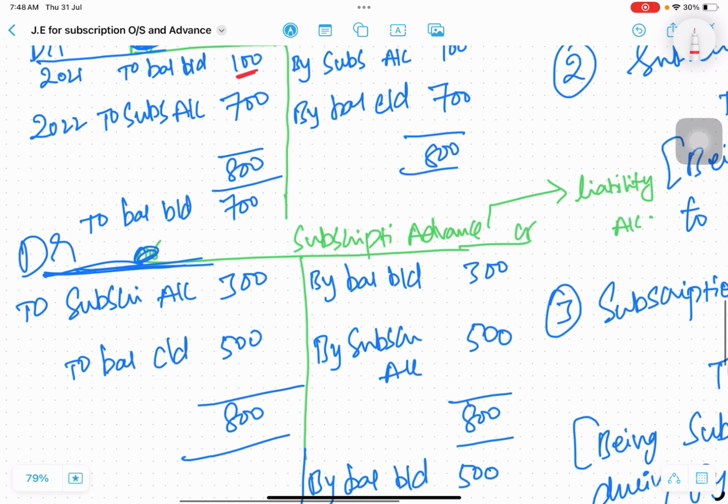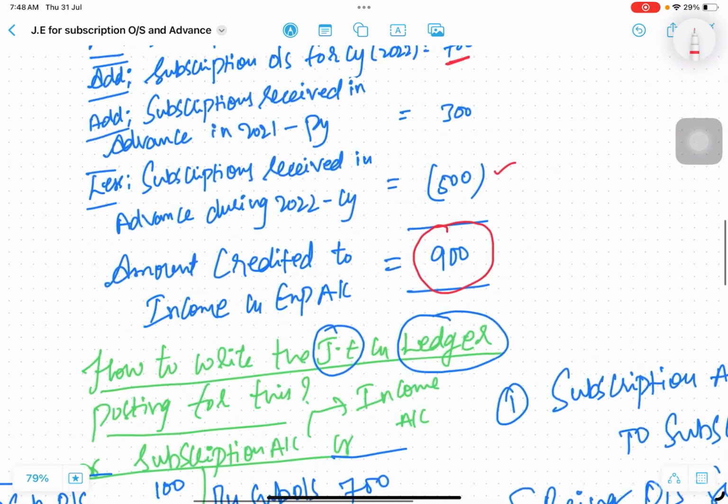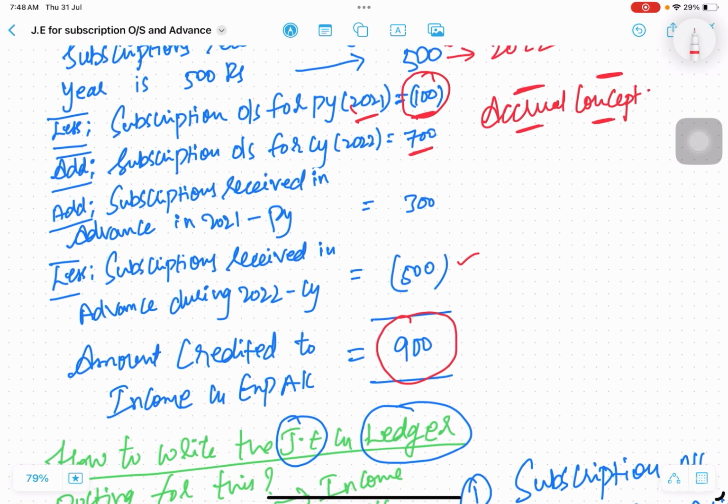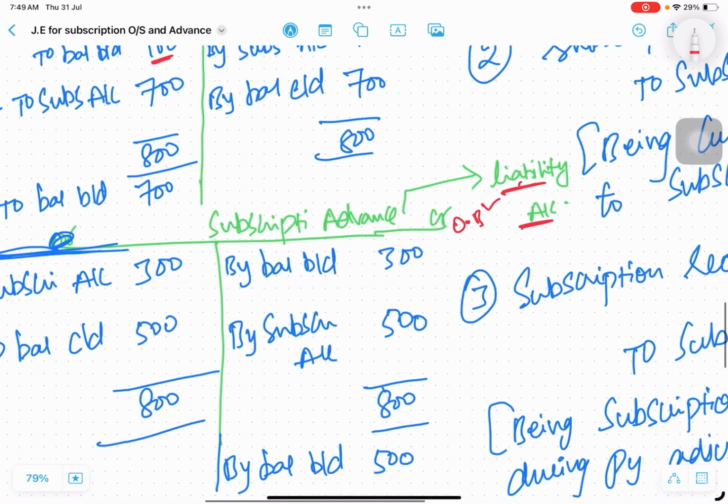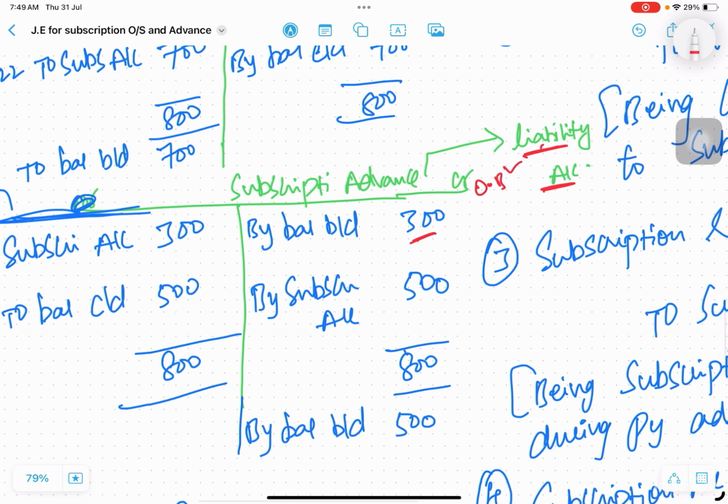Now come to the subscription received in advance account, which is a liability account. Liability account will be having which balance? Credit balance. Clear? Now tell me whether the subscription received in advance will be having an opening balance or not. Yes, it will be having an opening balance because it is a liability and it is a balance sheet item. Now subscription received in advance 2021, previous year there was a closing balance of 300 rupees liability. Last year's closing balance means current year's opening balance. So this 300 rupees is the opening balance.